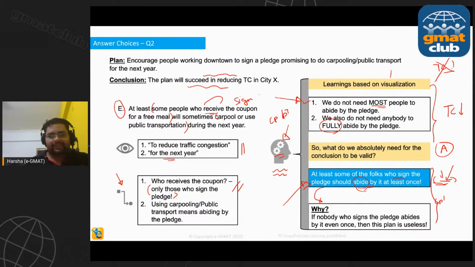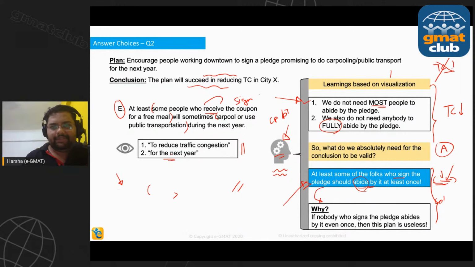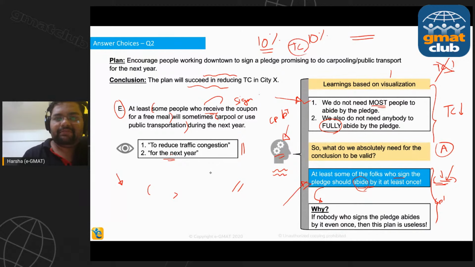So this is very, very important. So I hope this is clear. I see a question. Why do we not need most people? Really, think about it. Do I really need most people? What if only 10% of the people who work downtown follow the pledge just 10% of the time in the coming year? Even then, I would see some reduction in the traffic congestion, because these people who would otherwise have taken their own cars and contributed to traffic congestion, they're not doing that anymore. Simple. Therefore, you don't need that most also.